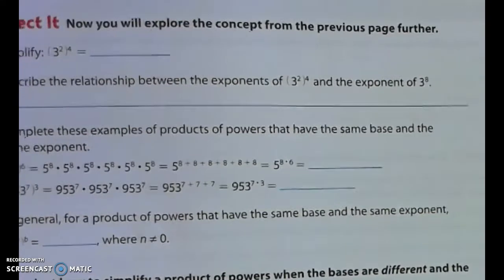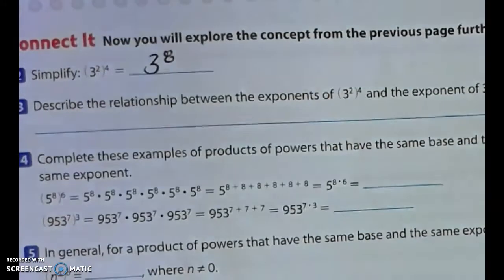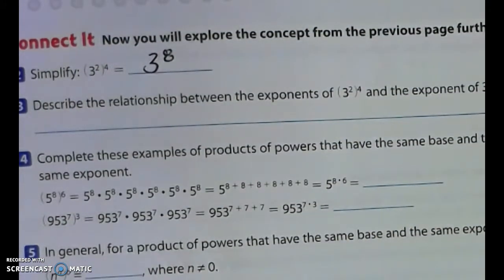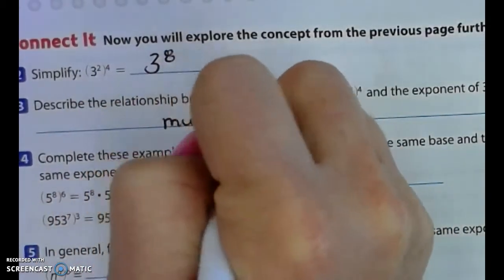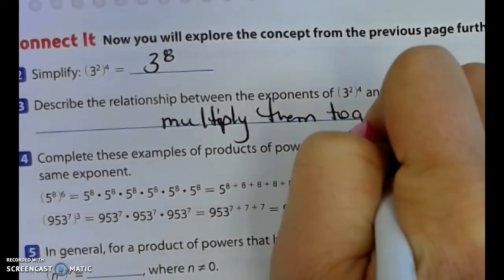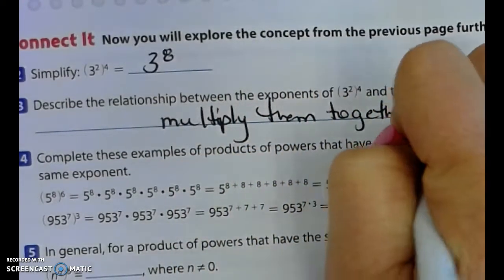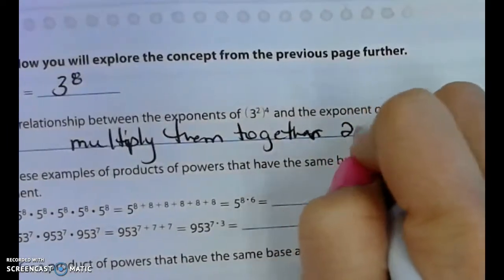Top of the next page. Simplify 3 squared to the 4th. We've already said it's 3 to the 8th. Describe the relationship between the exponents of 3 squared to the 4th and the exponent of 3 to the 8th. We multiplied them together. 2 times 4 gave us 8.